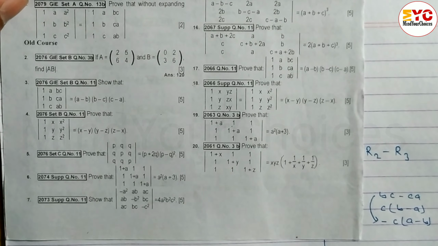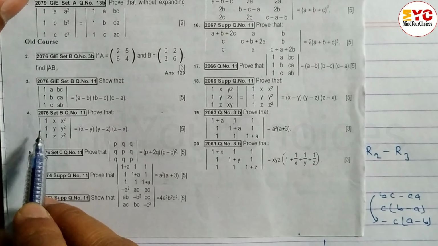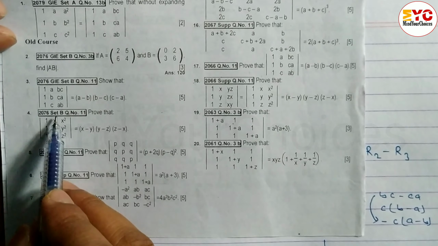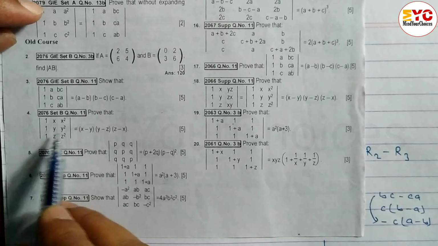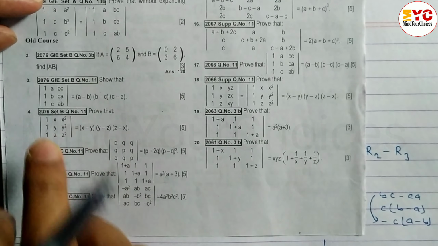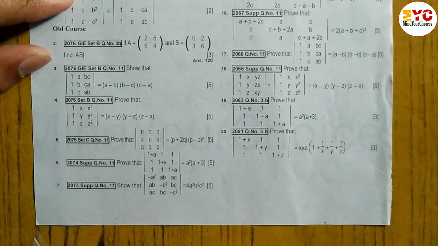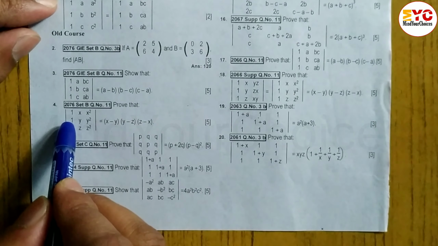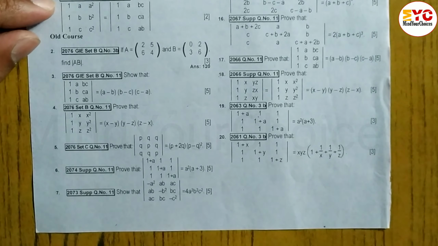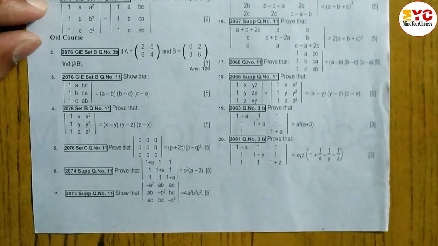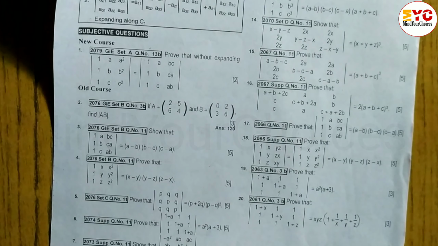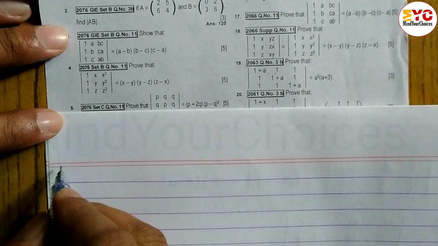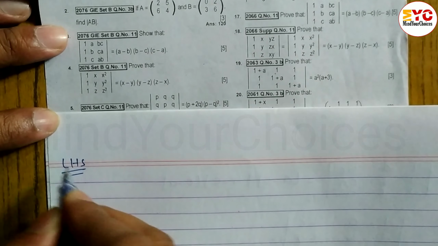Now look at question number 4. You can see here in question number 4, which was asked in 2076, set B, question number 11. So here LHS and RHS are given, let's take LHS and we have to prove x minus y, y minus z, z minus x. This question number 4 is similar to question number 3. So let's make a start. Let's take LHS first of all. Taking LHS in number 4.